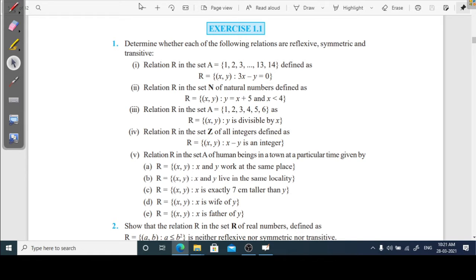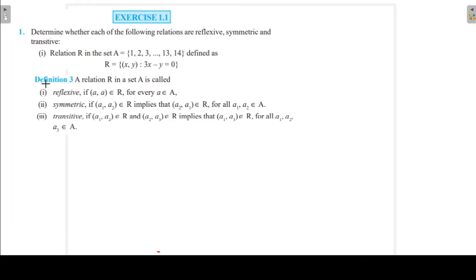Before that, what are reflexive, symmetric and transitive relations? First we discuss the definitions, and then how to apply those definitions in each question, question number 1, 2, 3 like this. So what is the definition?